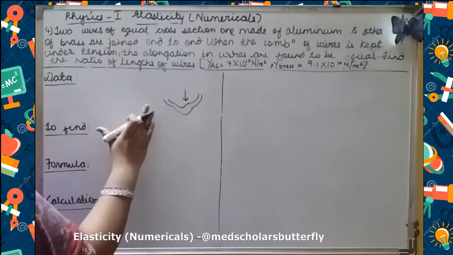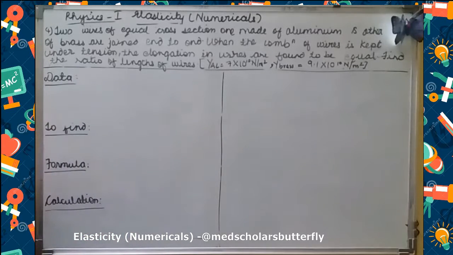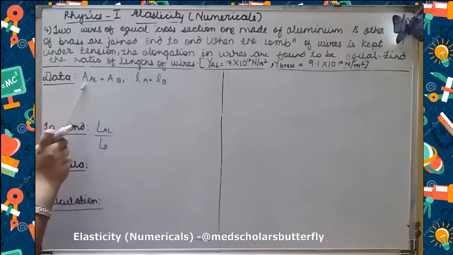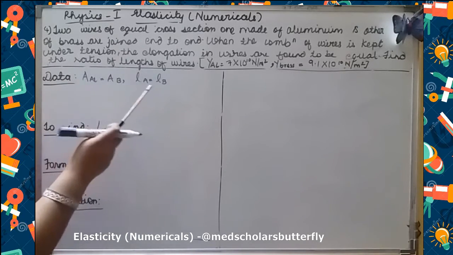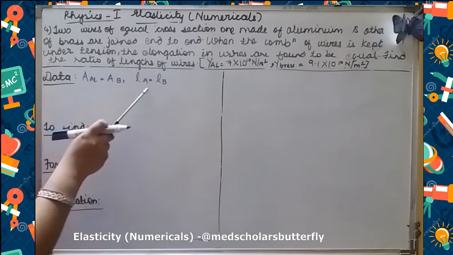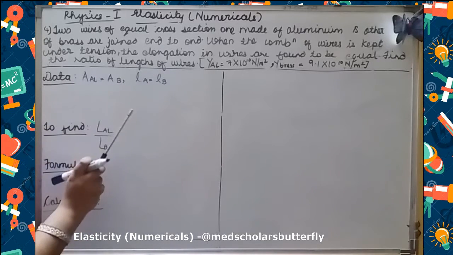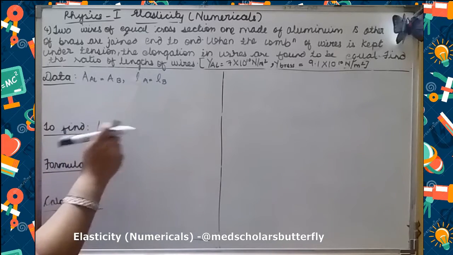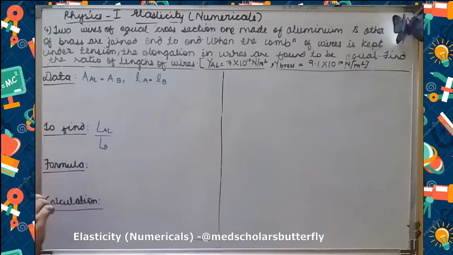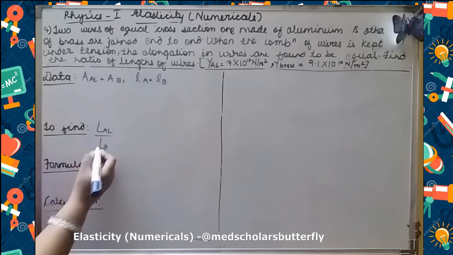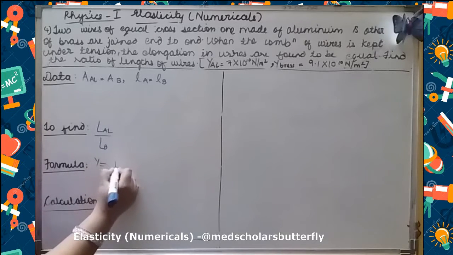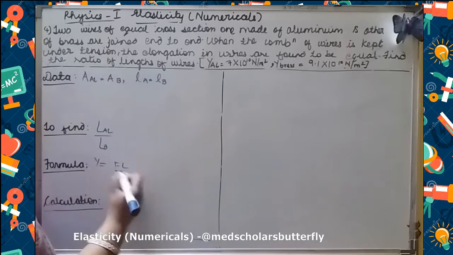So start from here. Since you were given that the cross section of both the wires was equal, and they are joined end to end, and the elongation is equal, that means their elongation, small l a is equal to l b. We have to find the ratio of the original length. What is the formula? We will start from Young's modulus. Y is equal to FL upon Al, correct?